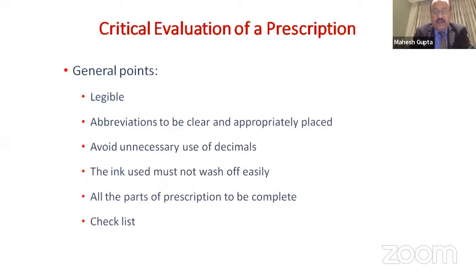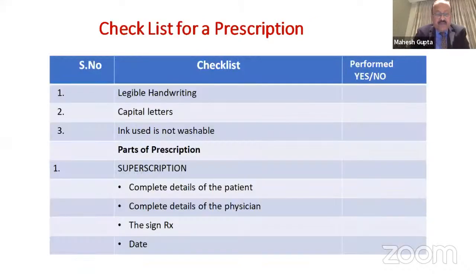Then critical evaluation of a prescription. What are the general points which you like to see? Legibility, abbreviations that are clear and appropriately placed, avoiding unnecessary use of decimals, ink that must not be washed off easily, and all the parts of the prescription being complete. If you want to make it a good prescription, you must consult a checklist, and that's what I will give to you next. Checklist. Next one. This is the checklist.